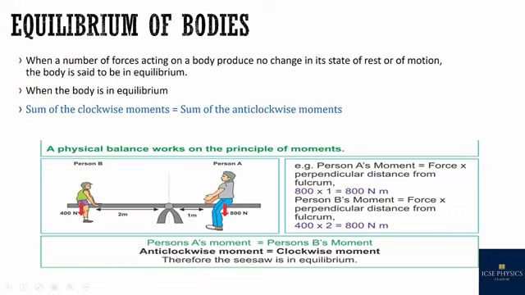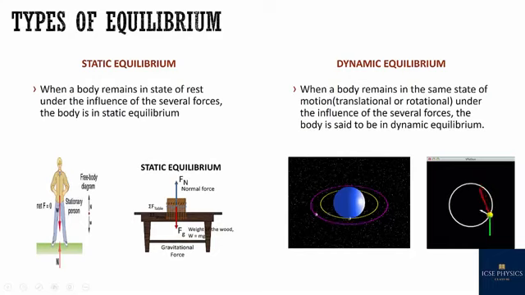So if a number of forces also act on this body, then also it remains in a stable or balanced position. Equilibrium of bodies means in a balanced position. There are two types of equilibrium. One is static equilibrium, another one is dynamic equilibrium. First, static equilibrium: when a body remains in a state of rest under the influence of several forces, the body is said to be in static equilibrium.